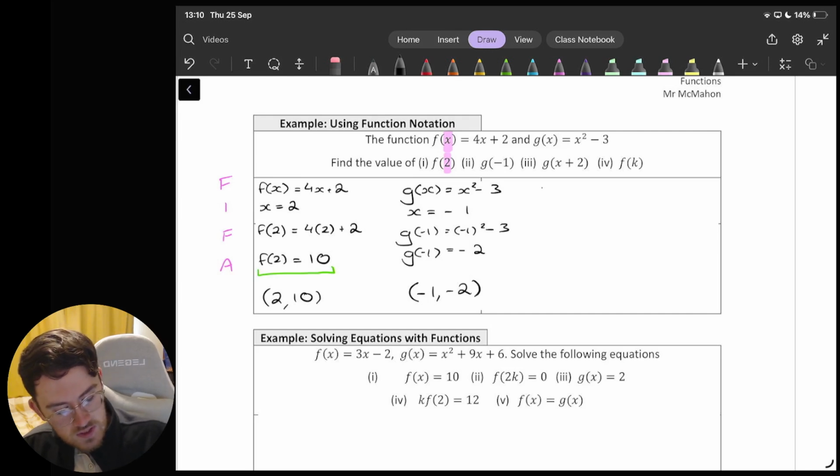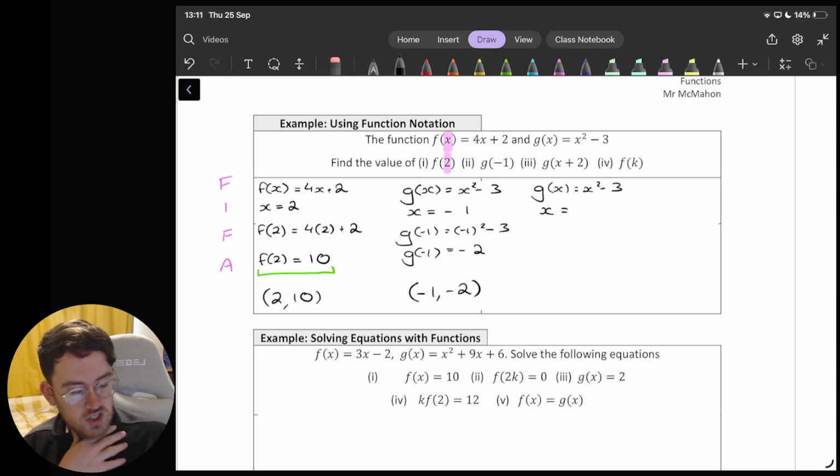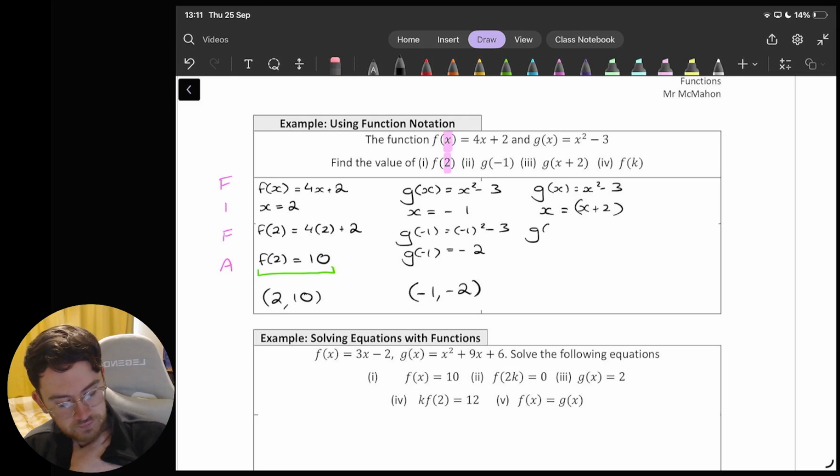The next one goes a little bit further, so same function as we had the last time, but this time instead of inputting just one number, we're inputting a full expression, x plus 2. So let's do that. I'm putting in x plus 2 here, and within my function, anywhere I see x, I'm going to put that in as well. So x plus 2 goes in here, squared minus 3.